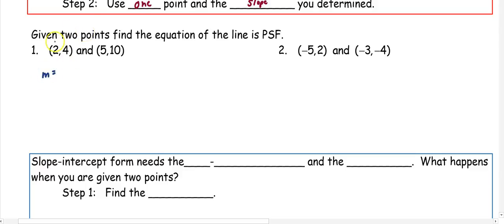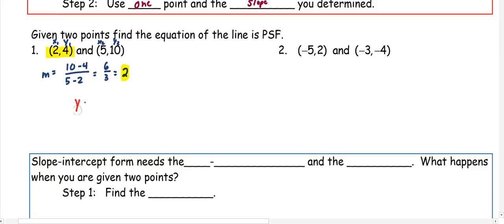So remember I have x1, y1, x2, y2. So it's going to be y2 minus y1 over x2 minus x1. So this reduces to 6 over 3, which reduces to 2. Now, I have 2 as my slope, and I'm going to pick one of the 2 points. So this time I'm just going to pick the first coordinate. It doesn't matter which one you pick, though.